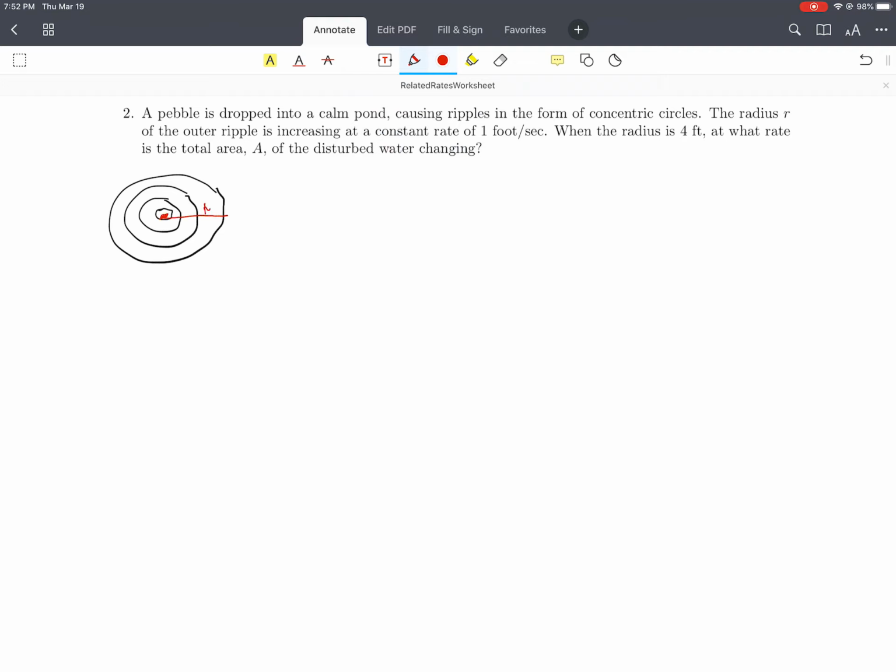And here's my radius r. So remember, radius is just half of the diameter of those circles. So we've made a picture, we've labeled it. Now we need to find an equation that relates A, the area of the circle, to r, the radius of the circle.